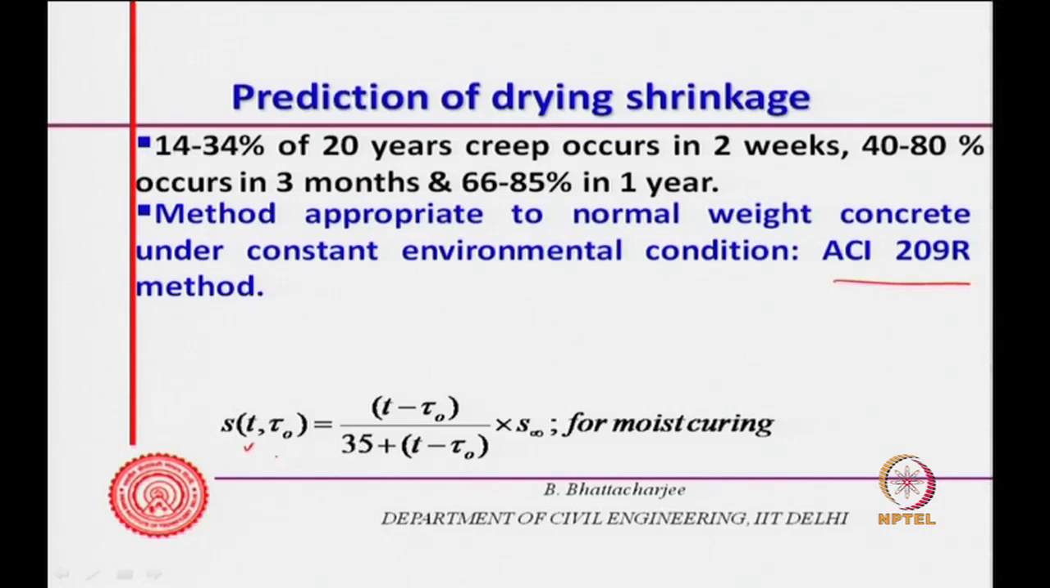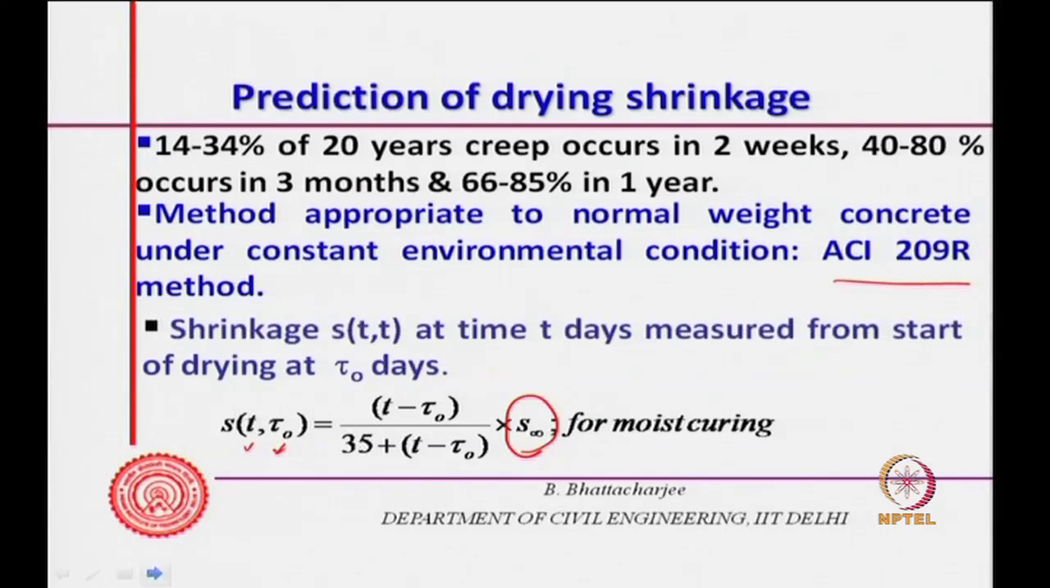shrinkage at any time when drying has started from T0 would be given as S alpha, which is the ultimate shrinkage. This is given by this formula. So, shrinkage S(t, tau 0), at time t days measured from start of drying at tau 0 days. So, drying starts from tau 0 time and shrinkage is given.